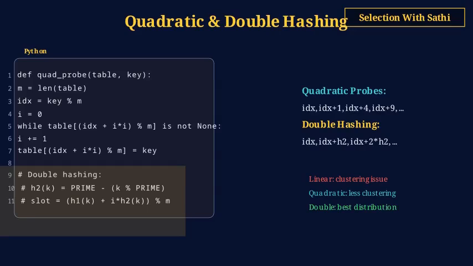Double hashing is even better. Lines 9 to 11 show the idea. Use a second hash function h2(k) for the step size. The slot is (h1(k) + i times h2(k)) mod m. Double hashing gives the best distribution among open addressing methods.